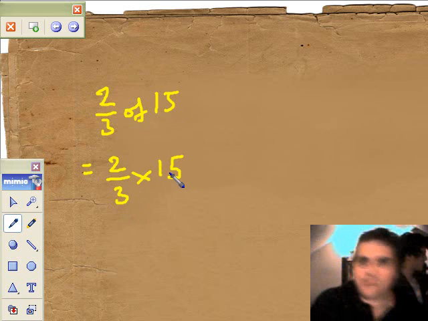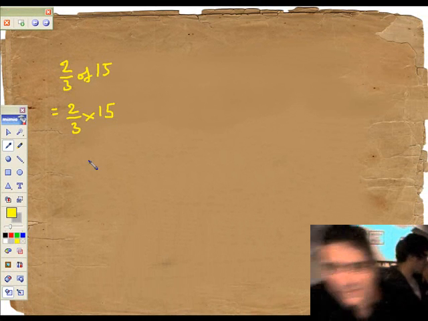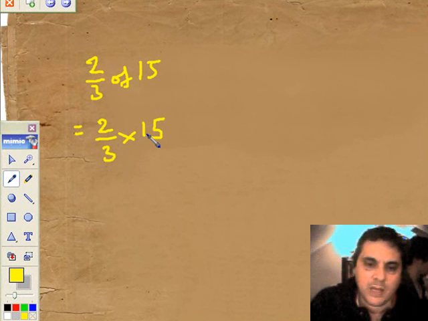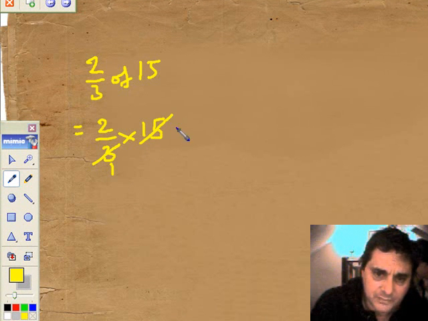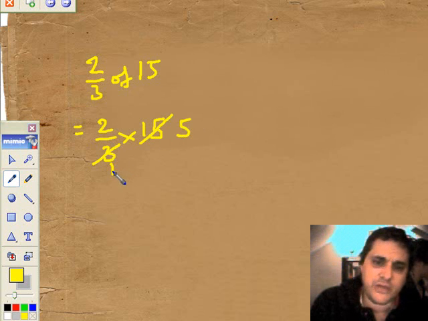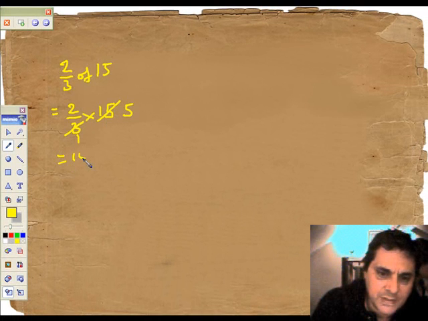Now whilst it is a calculator unit, this Unit 1, we mustn't get lazy minded but develop our mental maths skills as well. 2 divided by 3 can't really be done. 3's into 15 go perfectly, so we can divide 3 into 15 like so. 3's into itself once, 3's into 15 5 times. We're left with 2 divided by 1, 2, and 2 times 5 is therefore 10.